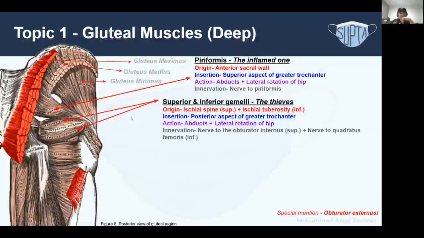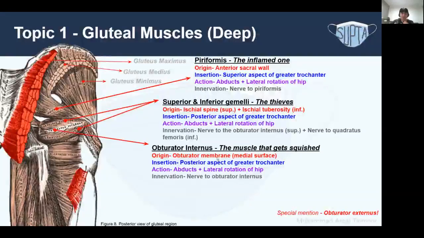So ischial spine superior, ischial tuberosity inferior. The gemelli insert onto the posterior aspect of the greater trochanter. So they share insertions to the greater trochanter, and then they obviously abduct and laterally rotate. Their innervation, I wouldn't say is something you should know for exams. It might come up, but if you remember that these muscles steal from others, you can then understand or remember which ones they steal from, because the obturator internus and the quadratus femoris are quite close to these muscles.